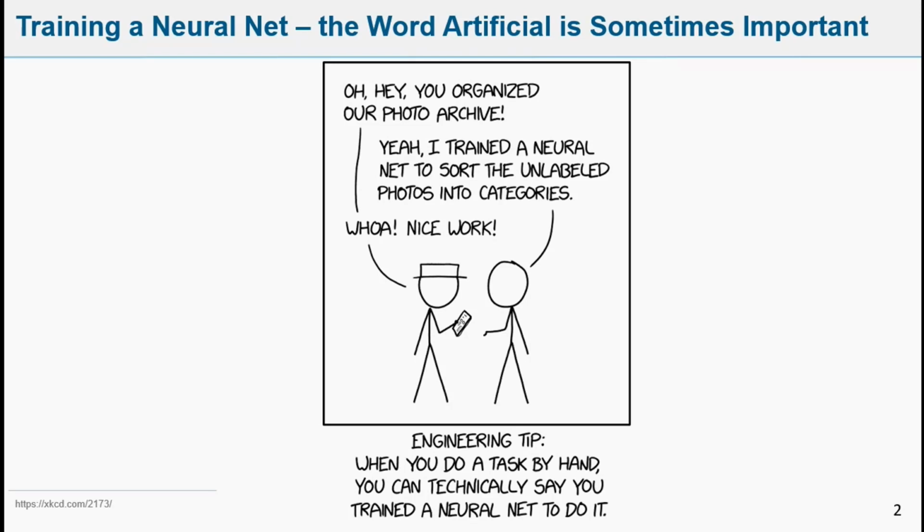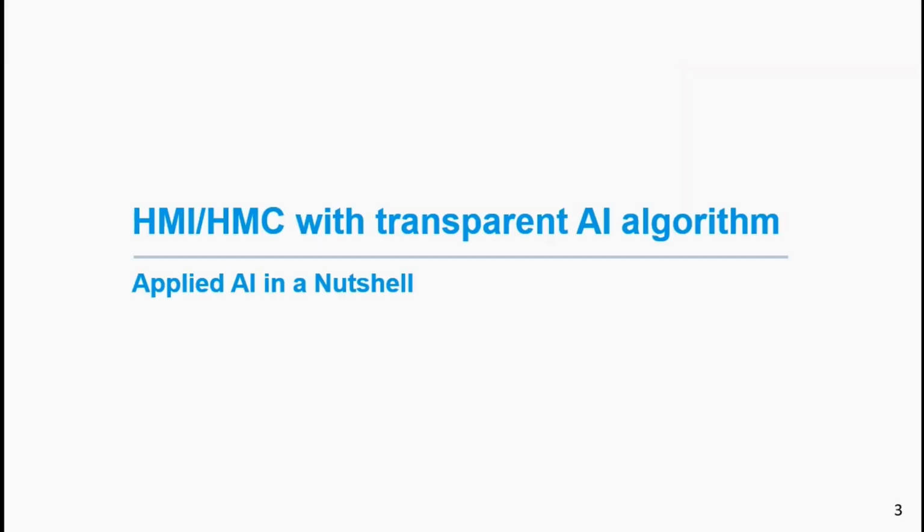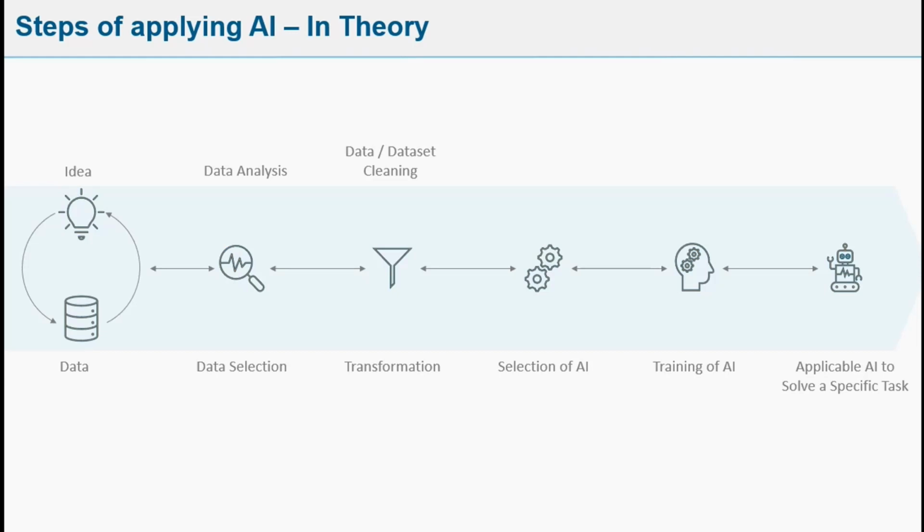To do so, we need to have a look at what applied AI is in a nutshell. When you go to industry, you will see this process. It starts by having data and an idea, and this data and idea are put through a data analyst, who says, okay, this is our data, we take this selection of the data, and then we create a data set.